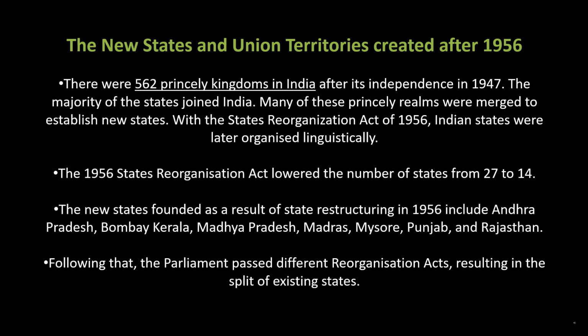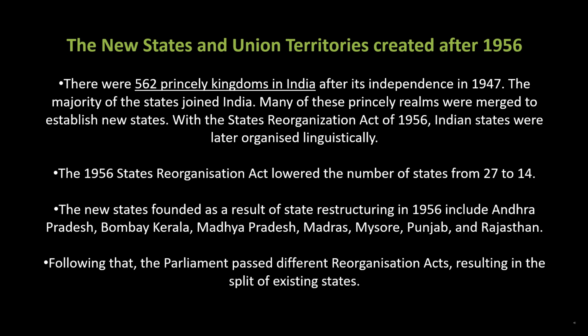There were 562 princely kingdoms in India after its independence in 1947. The majority of the states joined India. Many of these princely realms were merged to establish new states. With the States Reorganization Act of 1956, Indian states were later organized linguistically. The 1956 States Reorganization Act lowered the number of states from 27 to 14.